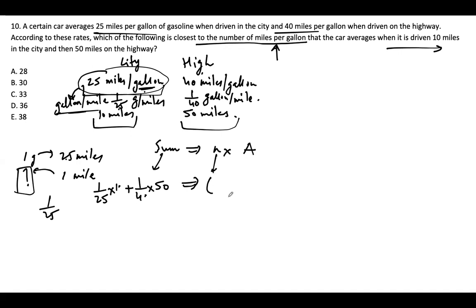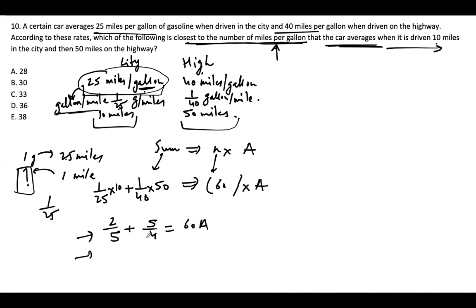And what is the total number of samples? 10 plus 50, 60, into the average. And what is the question asking? Which of the following is closest to the number of miles per gallon that the car averages when it is driven 10 miles and 50 miles? So resultant. Okay, so this is 2 by 5, this was 50 by 40, 1 by 40. So 5 by 4 is equal to 60.